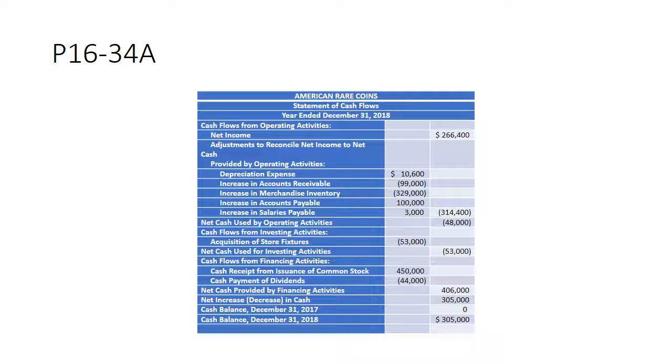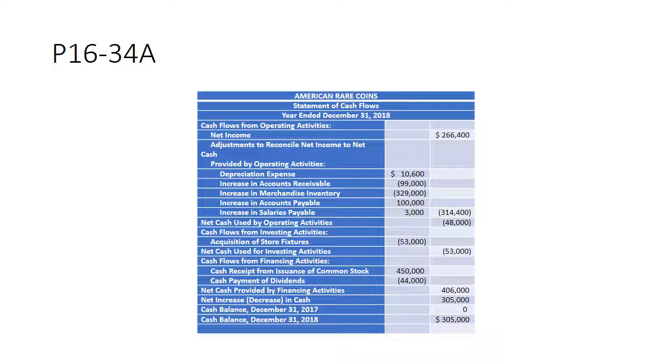This is an official financial statement. This is the fourth of the three. We wait till the end of Accounting 112, though, to teach it to you. So we have to prepare it like we do a balance sheet or an income statement or statement of stockholders' equity. You must be perfect with it. So we start with American Rare Coins, statement of cash flows, year ended December 31st, 2018, because we are showing how the cash changed during the entire year.